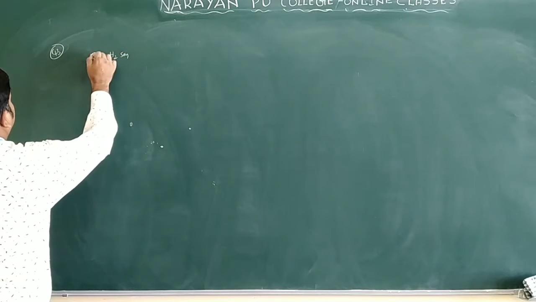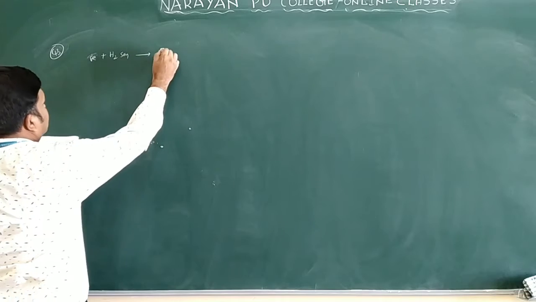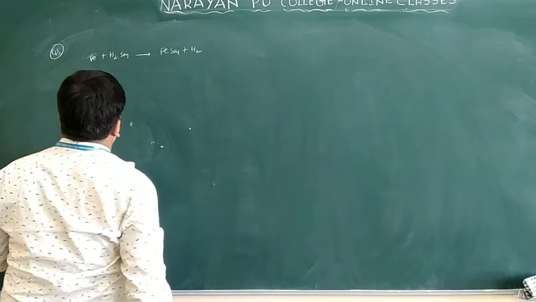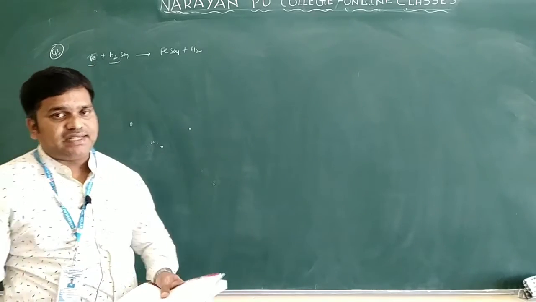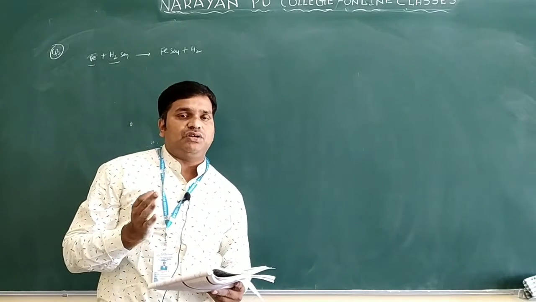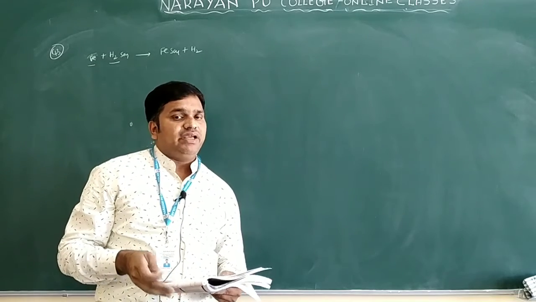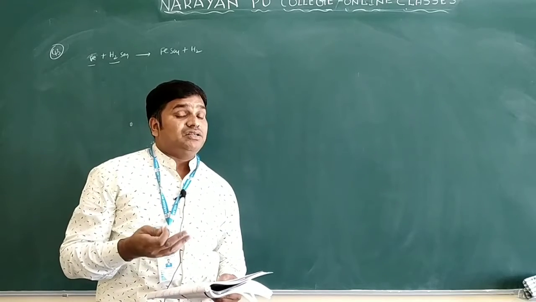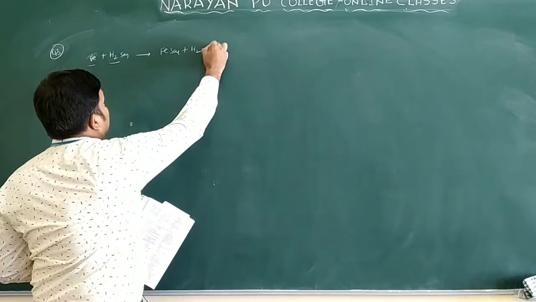Fe plus H2SO4 gives rise to FeSO4 plus H2. See, iron is there. It liberates hydrogen gas from the dilute acids. This reaction is possible because iron is present above hydrogen, so it can displace hydrogen from the dilute acid. So this reaction is possible.